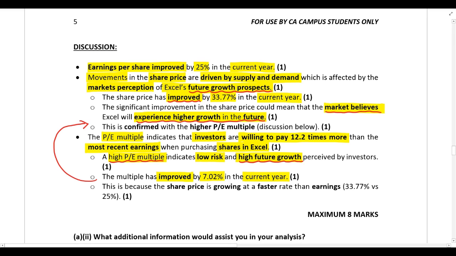So just to wrap this up, you can tie these two calculations into each other, and you can say that this is confirmed with the higher price earnings multiple, which is discussed just below. Both of these things are telling us the same thing, that the market believes that the company is going to experience higher growth in the future. All right, it could also mean that the investors perceive the company to be low risk, which we've addressed over there. All right, then, so we've interpreted, we've compared to a benchmark, we now need to give a potential reason.